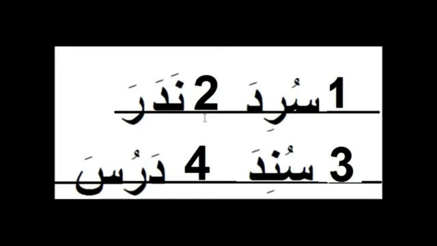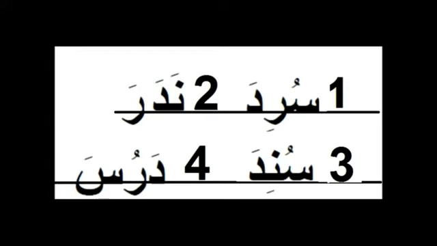The next word was nadara. The noon with the fatha, the dal with the fatha, the ra with the fatha. The third word was sunida: the seen with the dhamma on the top of it, connecting to the noon with the kasra on the bottom of the noon in its connecting form, connecting to the dal with the fatha on top of the dal. Sunida.